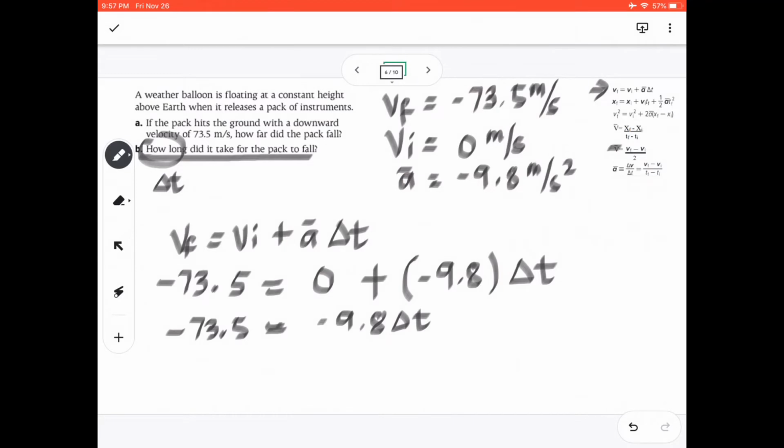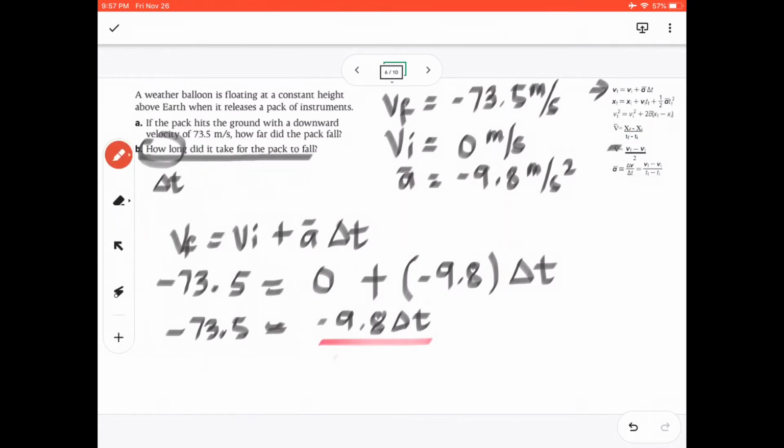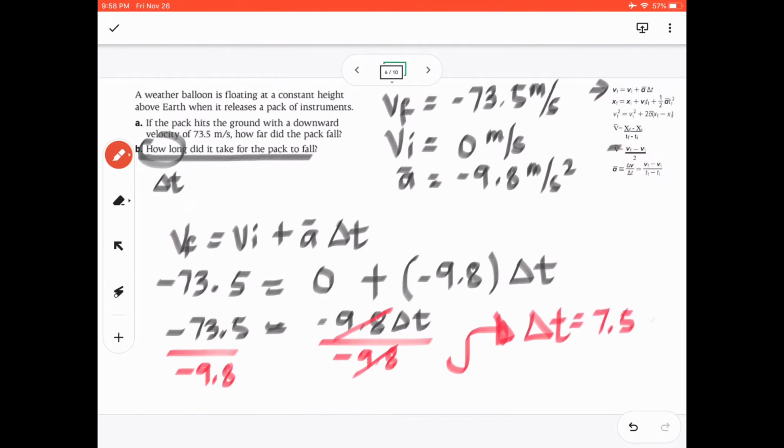We want delta T on one side, so we're going to divide both sides by negative 9.8. So we can cancel out negative 9.8. Now we're going to use your calculators to solve 73.5 divided by 9.8 to get delta T as 7.5 seconds. And that's the final answer.